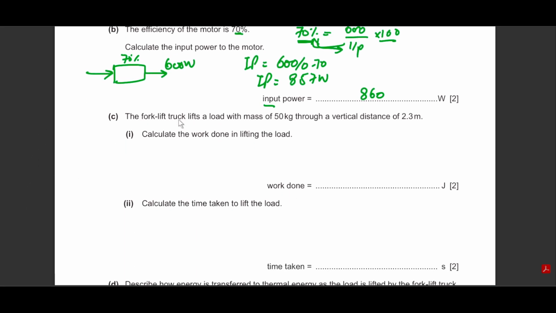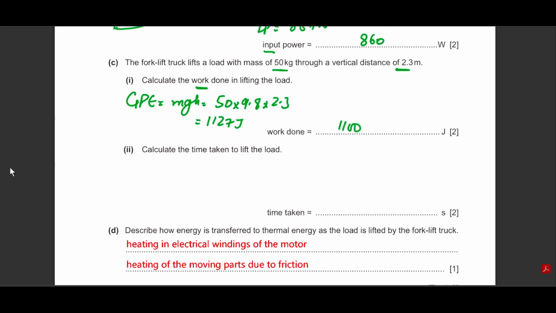The forklift lifts the truck 50 kg vertical distance. This work done. So work done. This is an indirect question asking you about the gravitational potential energy, which will be GPE equals mgh, which will become 50 multiplied by 9.8 multiplied by distance, which is 2.3. This comes out as 1127 joules, which becomes 1100 joules up to two significant figures.